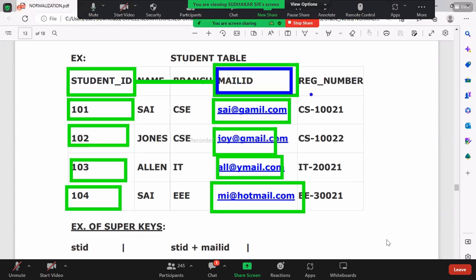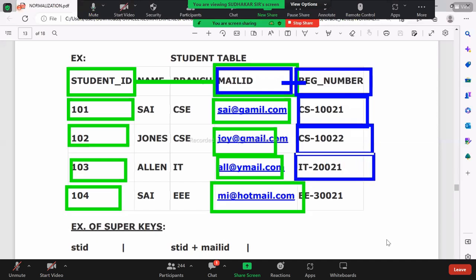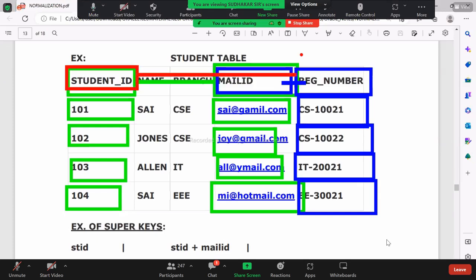Same as the next one, you can compare mail ID with the registration number. Compare these 2 now. Can you see any duplicate combination? No, there is no duplicate. Every combination is different. So the mail ID and registration number combination also maintains uniqueness in your table, so this combination is also called a super key. The next one is student ID with the registration number. Now check it out. Do you have any duplicates here? No. So this is also called a super key.